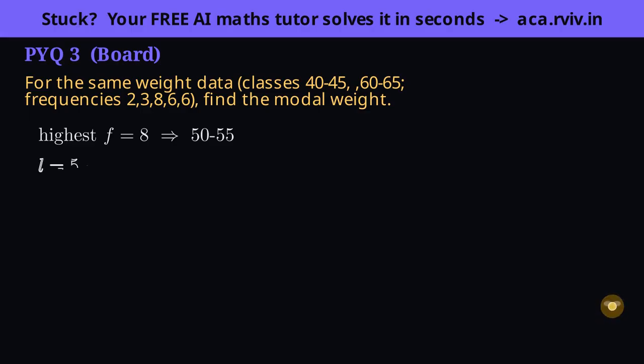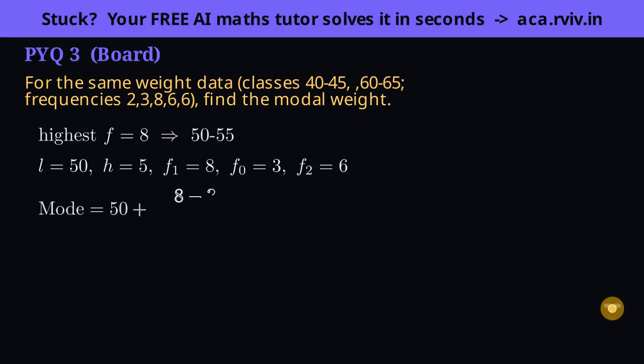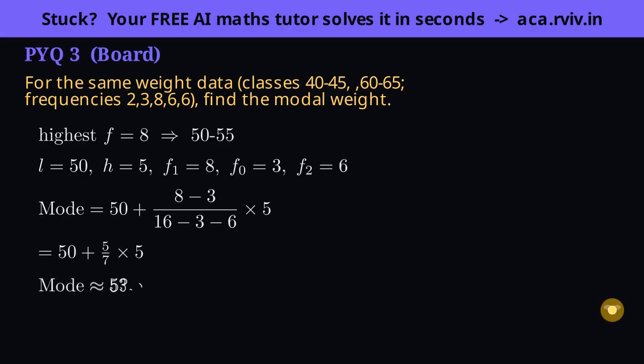Read off L, h, and the neighbors. The left neighbor 3 is well below the peak 8 while the right neighbor 6 is closer, so the mode should lean left, decently into the class. Substitute. 8 minus 3 is 5, a solid gap on the left, so a real lean forward. 5/7 of the width 5. 5 over 7 times 5 is about 3.57, so the modal weight is roughly 53.57 kilograms.